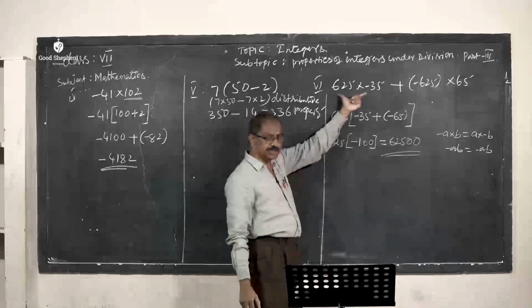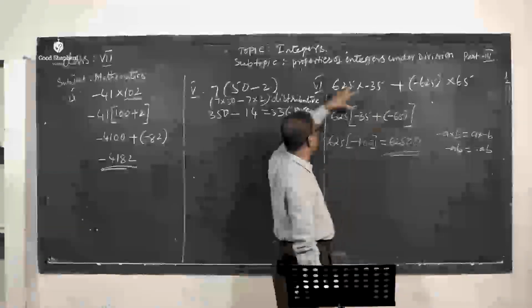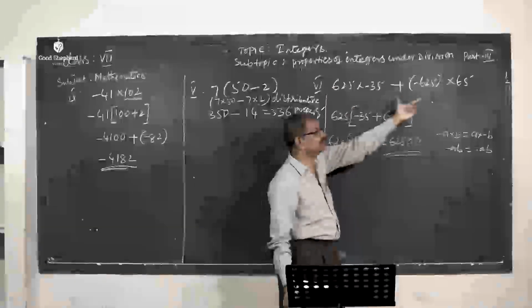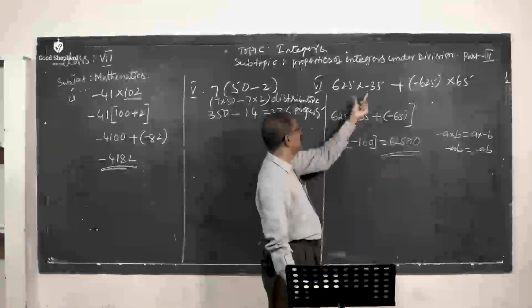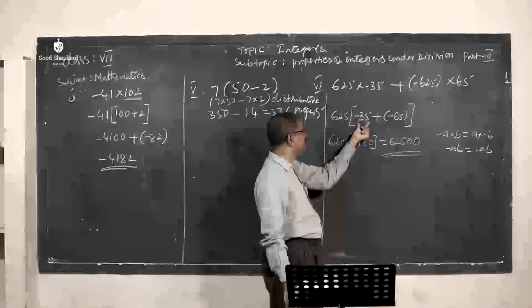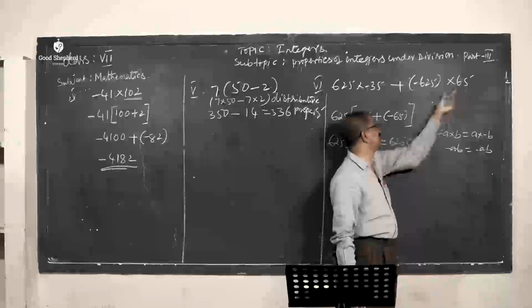Otherwise, I have to multiply these two numbers and multiply this number, then add. Instead of that, I can take the common term and make it into regrouping. I can take common 625, take it outside. In this term, what is left over is minus 35 plus this minus I am keeping for this, that is minus 35 minus 65, we can write.